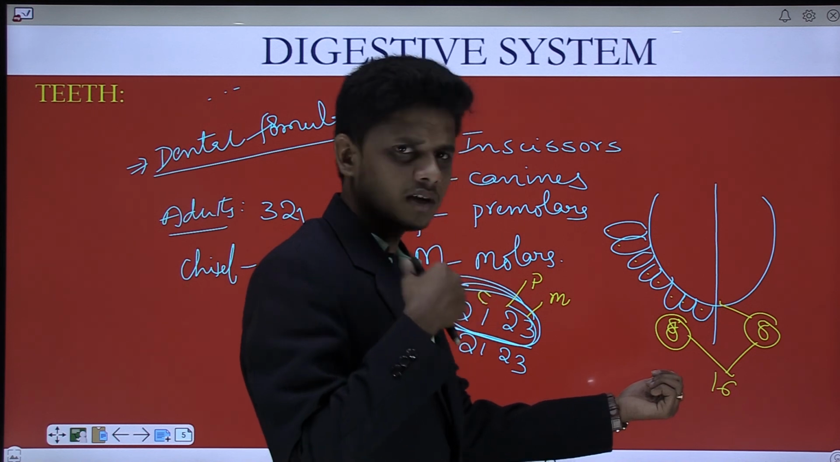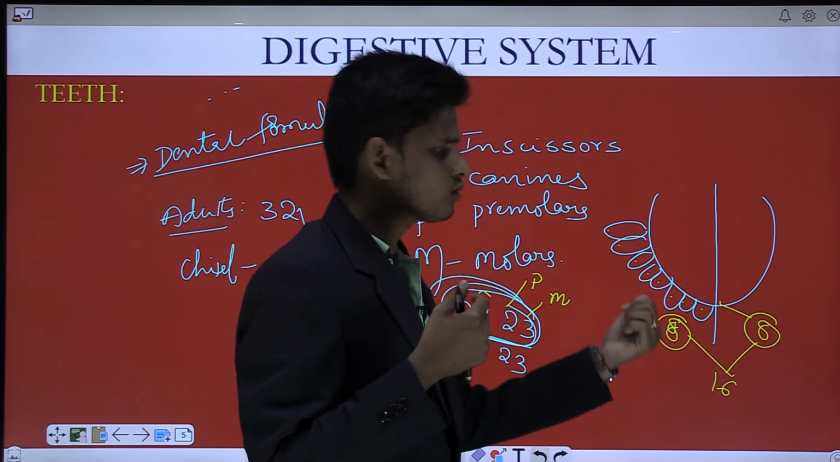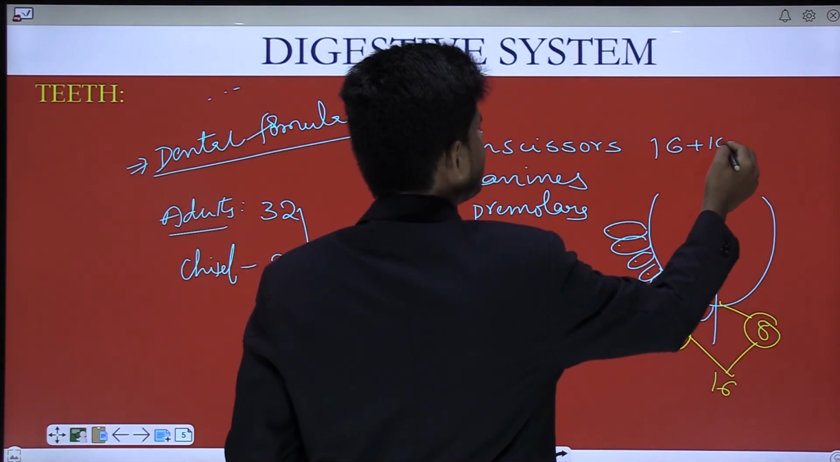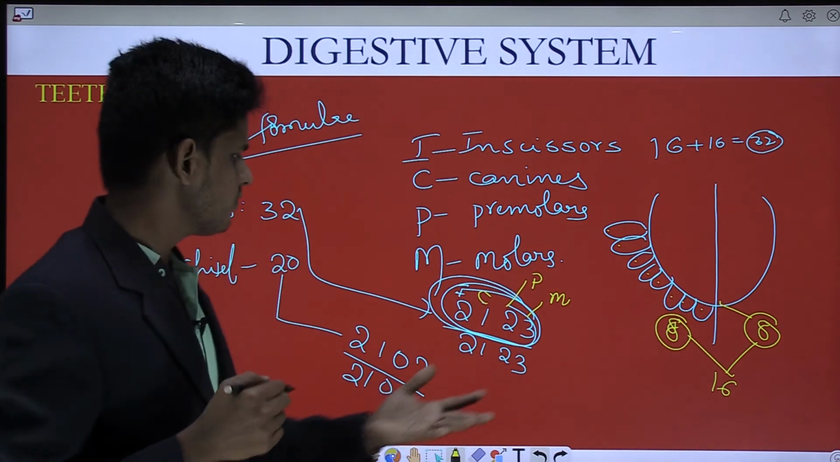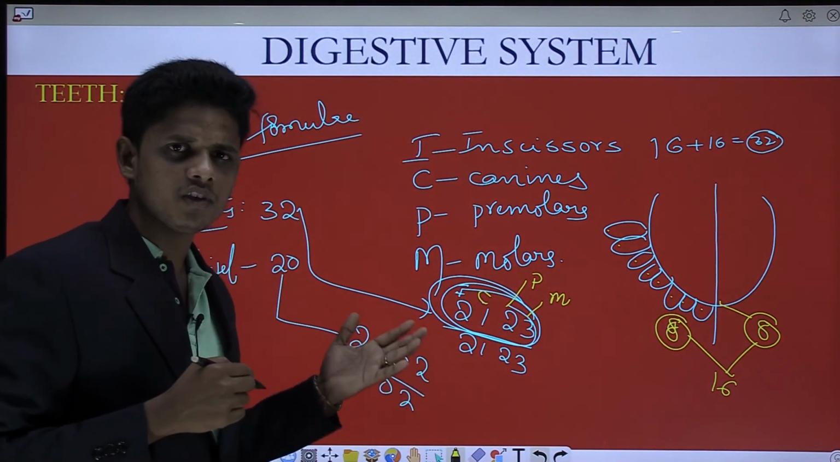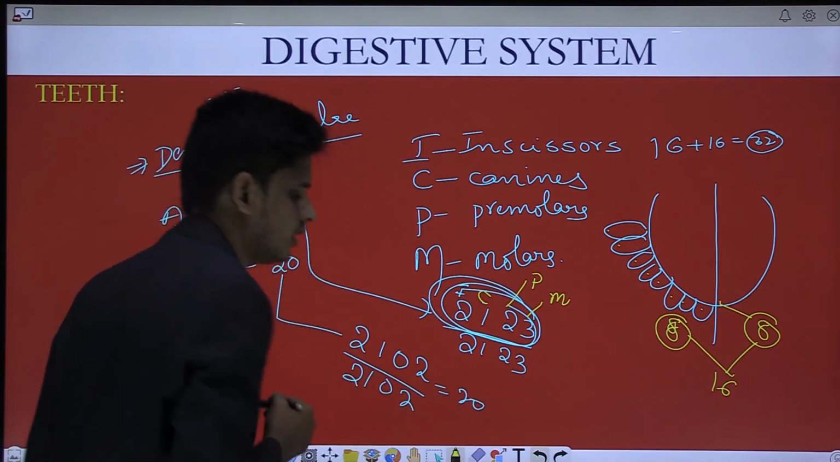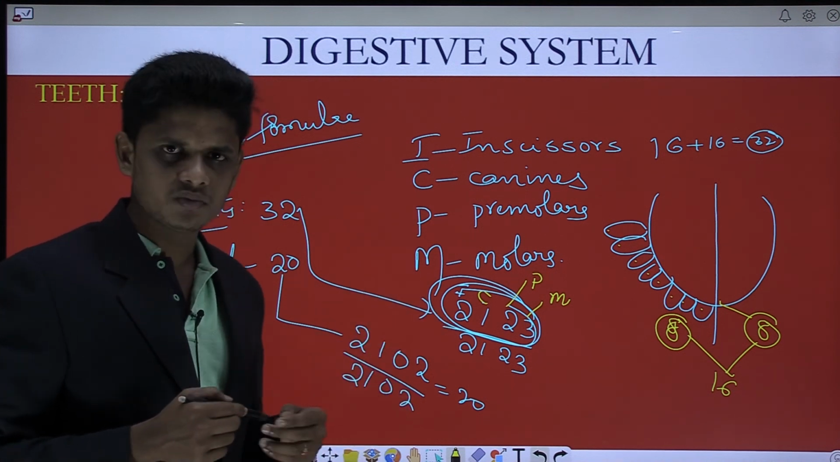Hence, I am going to ask you one question. How many teeth are there in the upper portion? There is also 16. So if you add this, 16 plus 16 equals 32 teeth in adults. In the same way, the dental formula of children gives you 20 teeth. Fine? Understood? And yes, come to the next one.